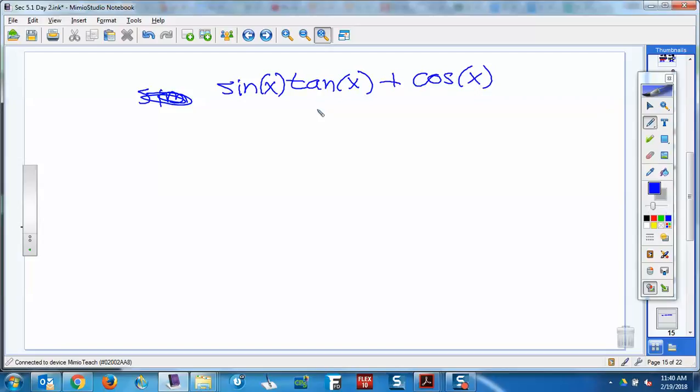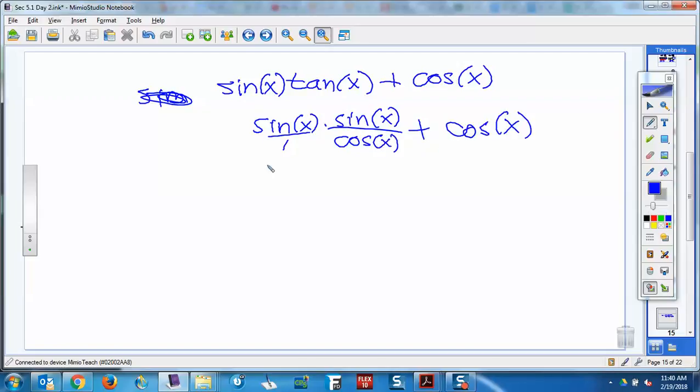Okay, so again, we're going to turn the tangent into sine over cosine. So we're going to get sine x times sine x over cosine x plus cosine x. Okay, now what do we got right here? We got sine squared, because now we just multiply across. There's no canceling I can do. So I can go ahead and multiply across, and I get this. Okay? Now what? I want to add them.